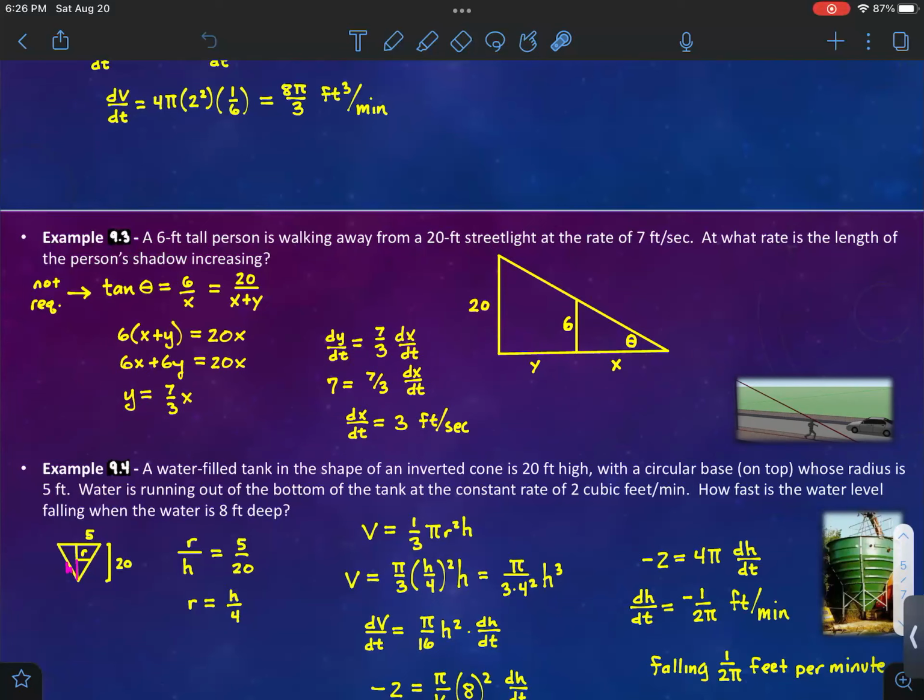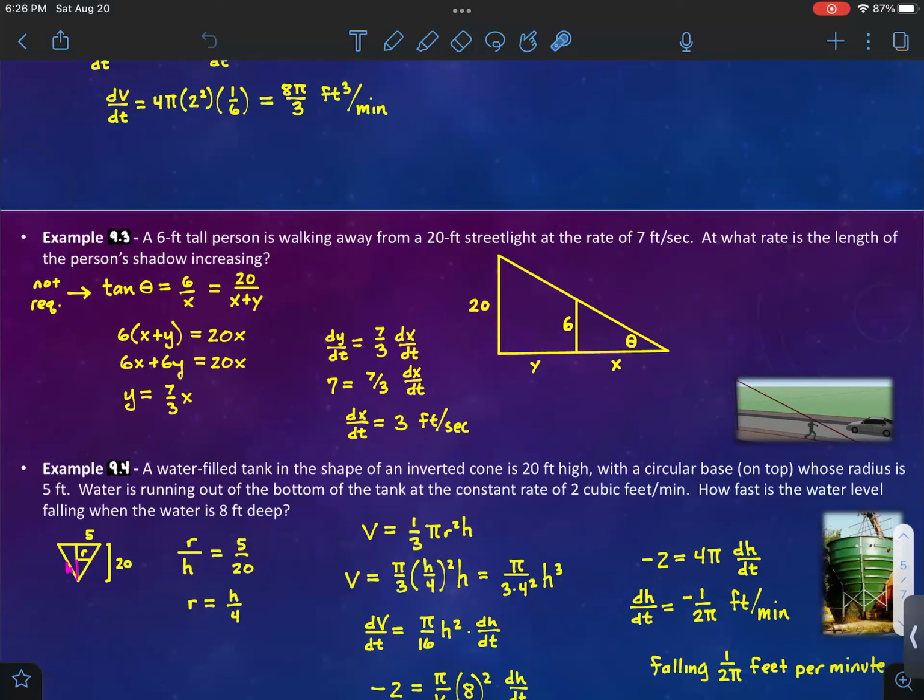All right, 9.4. Water-filled tank. This is another common problem. Cones tend to show up fairly frequently. I don't know how probable it is to have a cone-shaped water-filled tank. That seems like a recipe for disaster, but that's not our concern right now. We've got a 20-foot tall cone, talking about the vertical height, circular base on top, radius of 5. I'm indicating that all in this tiny picture over here.